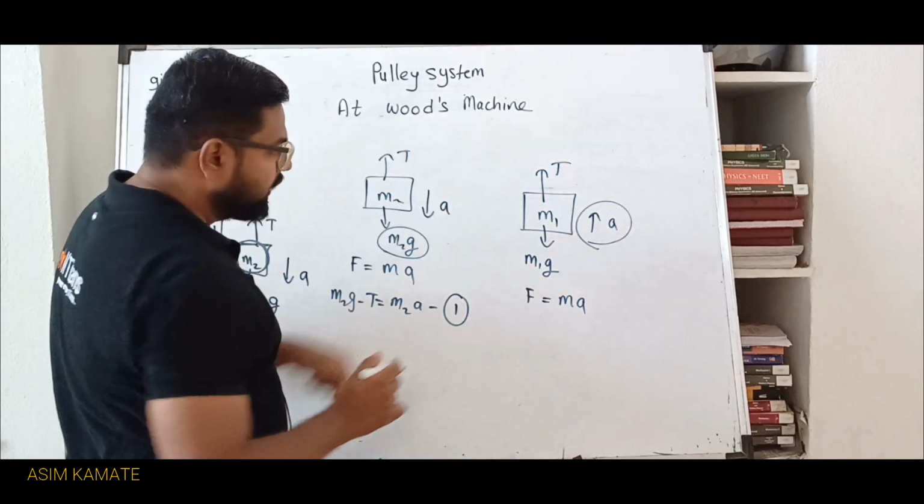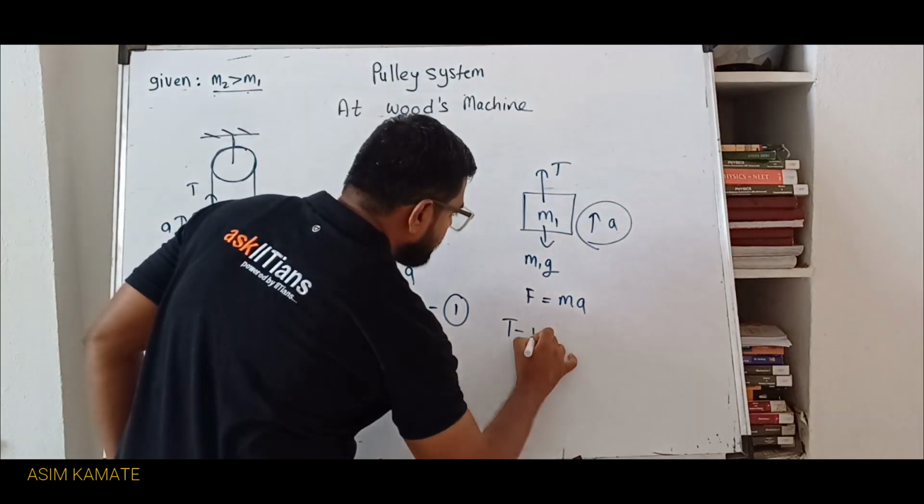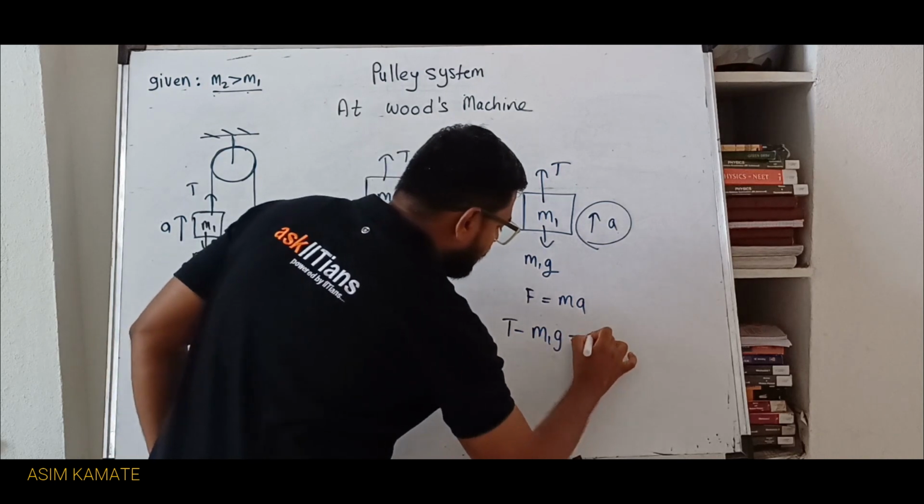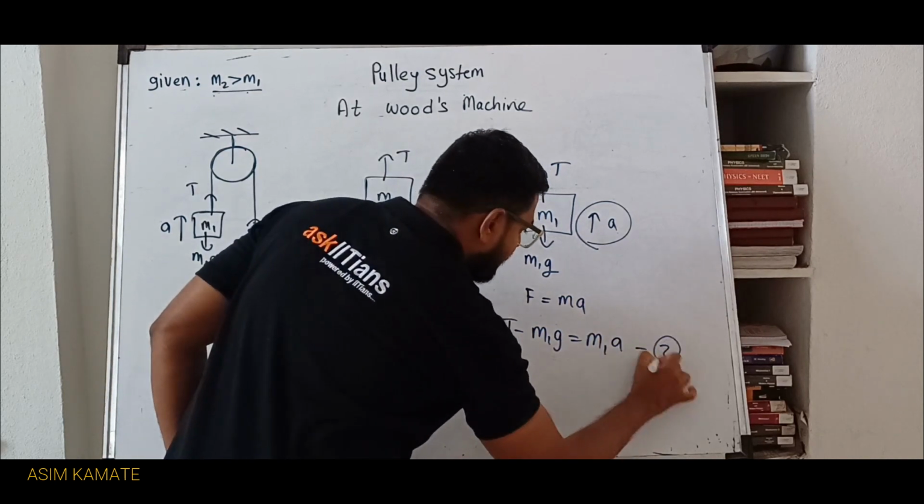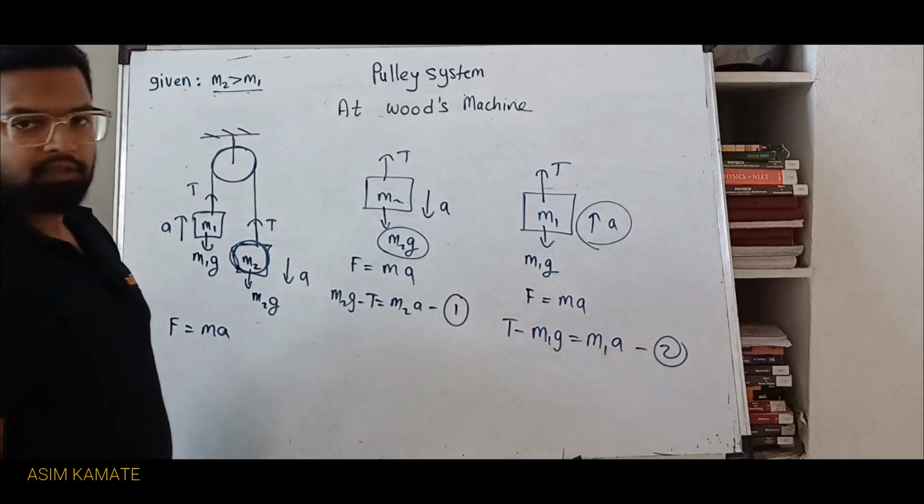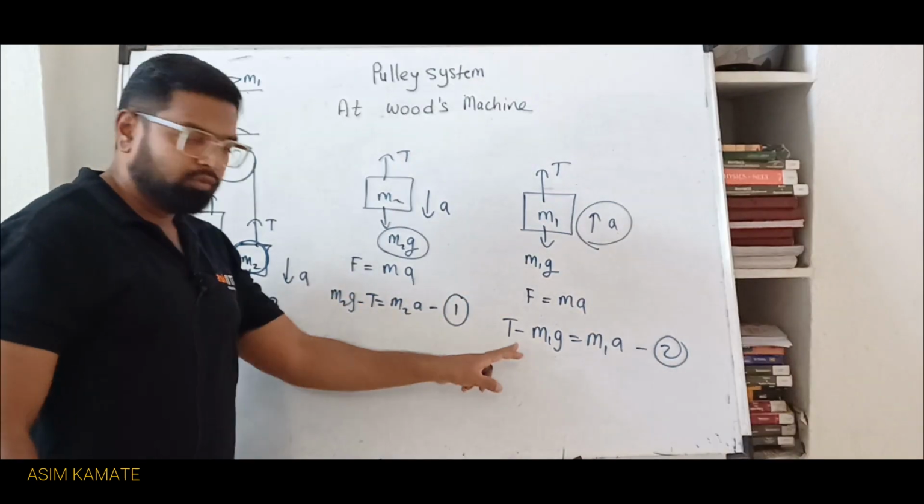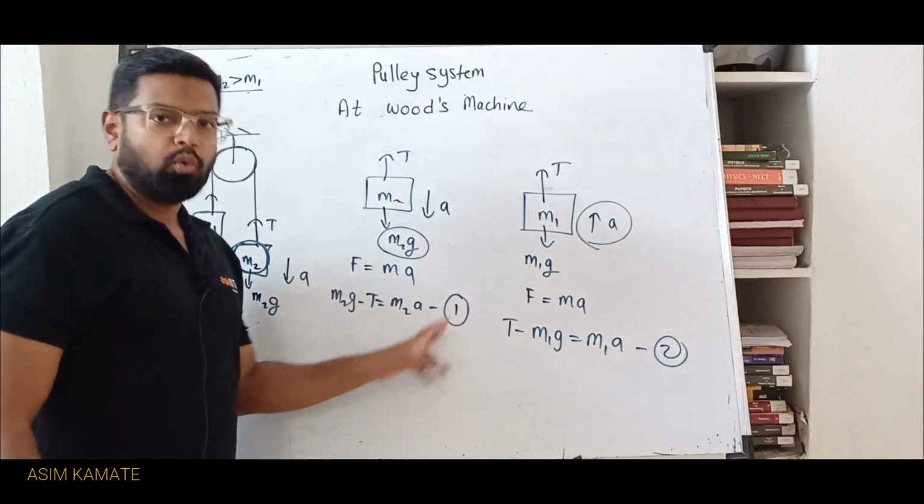Okay, are you getting this? So can I say tension minus m1g is equal to m1a? You can call it equation number 2. Is it clear? So both the things are in front of you. Can you see this? Okay, very good.